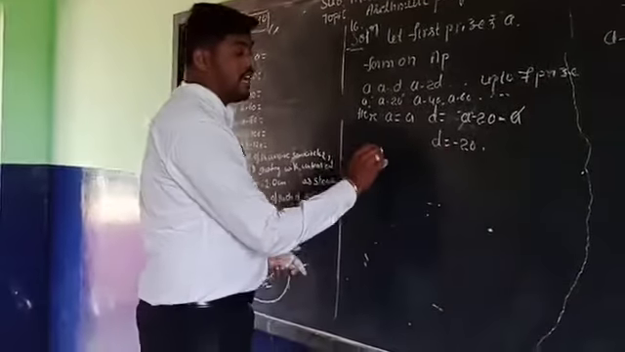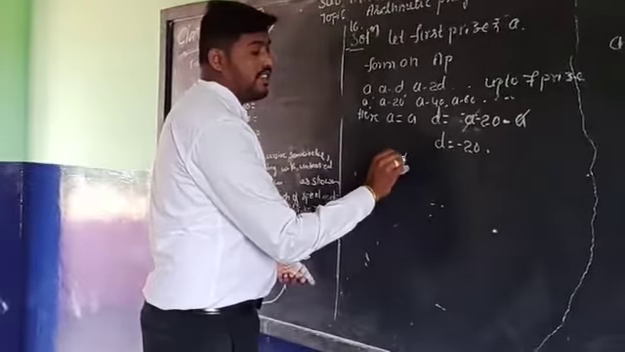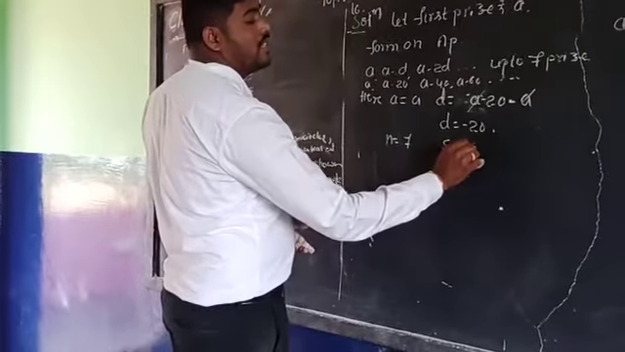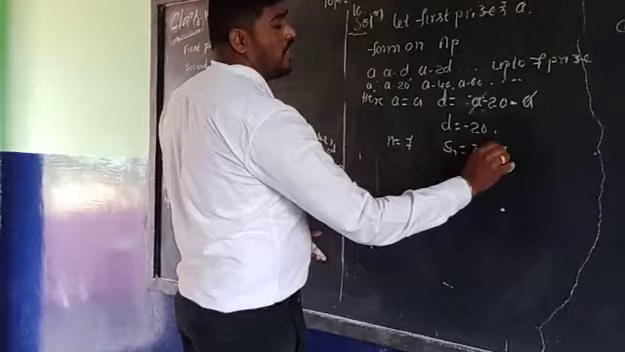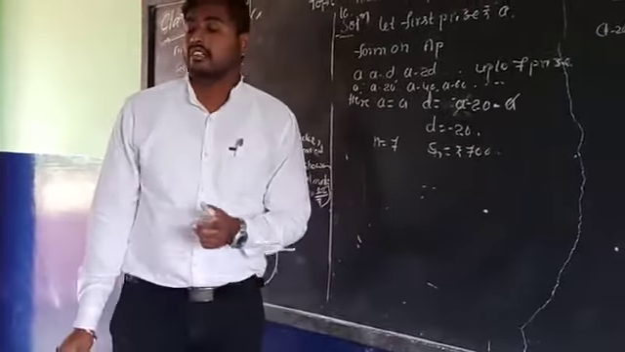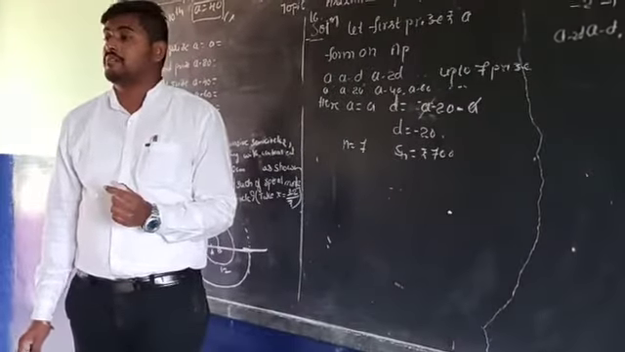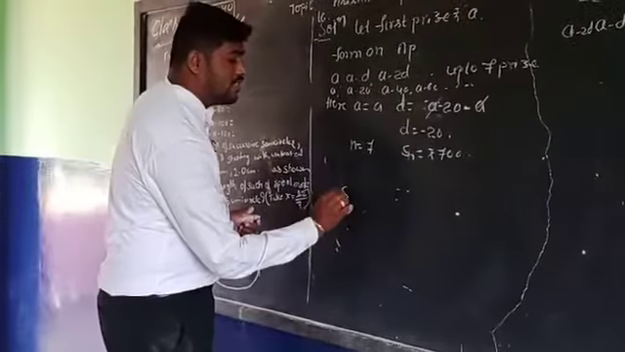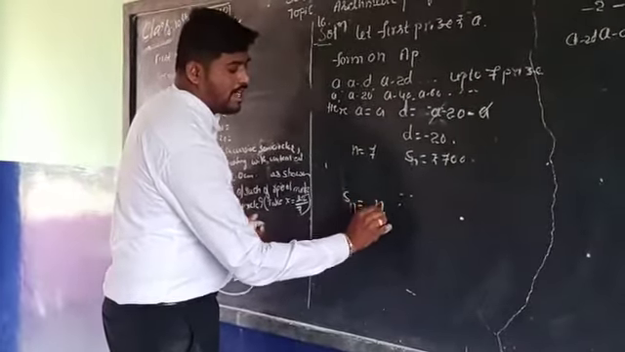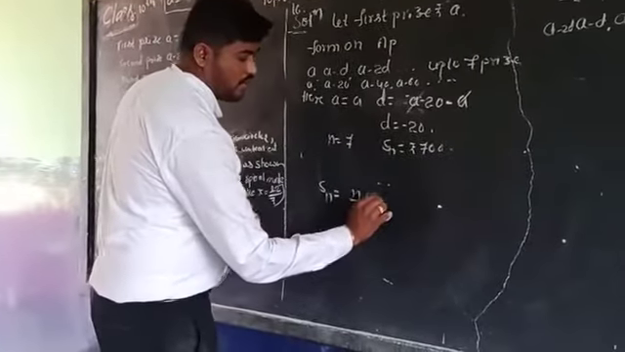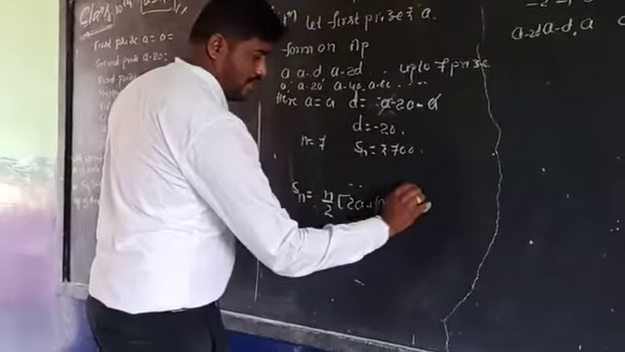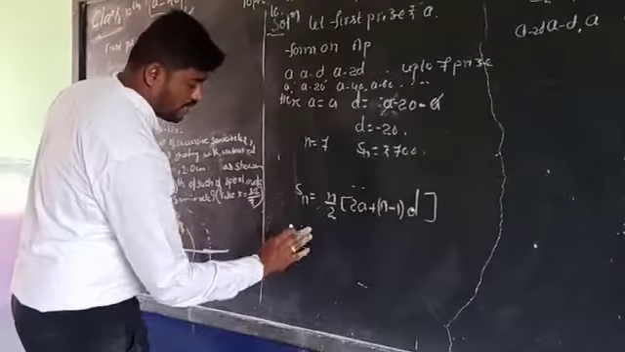Next, the number of terms means 7th term. So Sn is given. How much is given? Rupees 700. So already we know the formula to find the sum of the nth term of an arithmetic progression: Sn is equal to n by 2 into 2a plus n minus 1 into d.